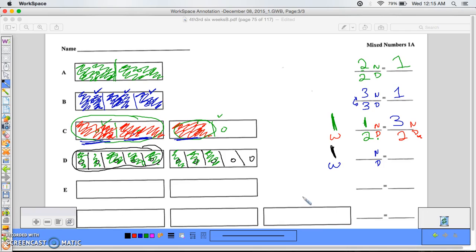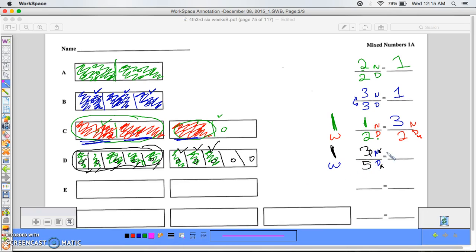Okay, now let's fill in the denominator. The denominator is how many pieces you need to make one group. So in one group, I need 1, 2, 3, 4, 5. I need 5 pieces to make one group. Your numerator, okay, how many pieces are shaded? Well, I look at my second picture. 1, 2, 3. I have 3 pieces that are shaded in. So there's my mixed number, 1 and 3/5.